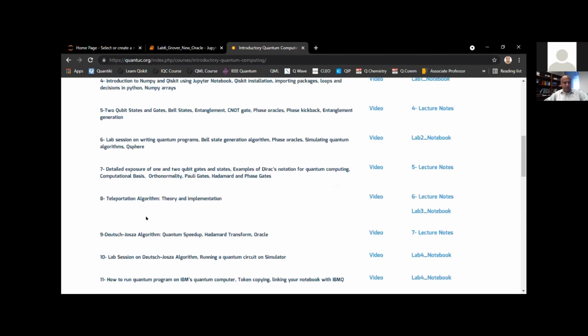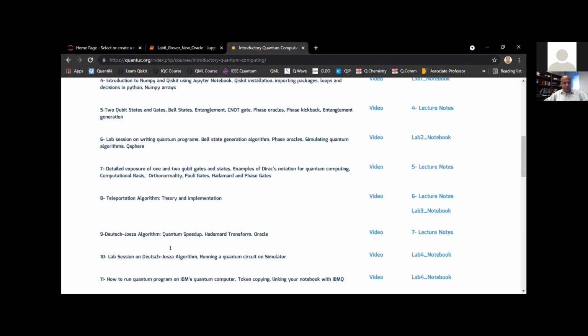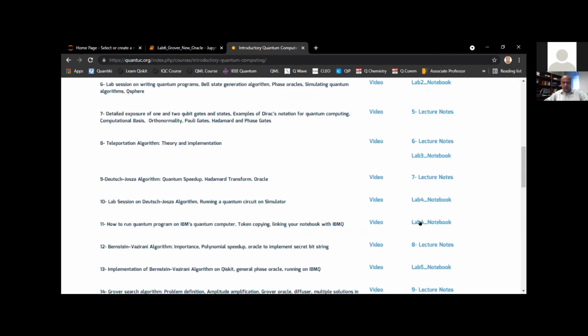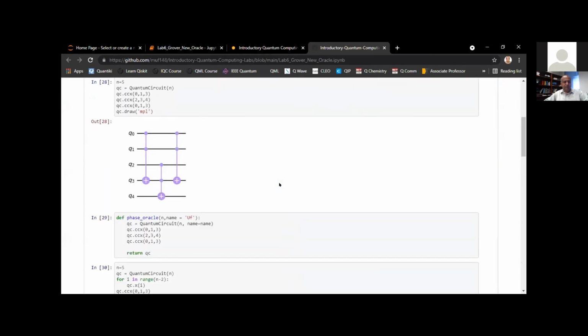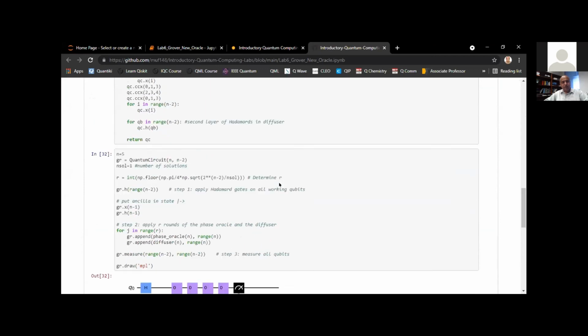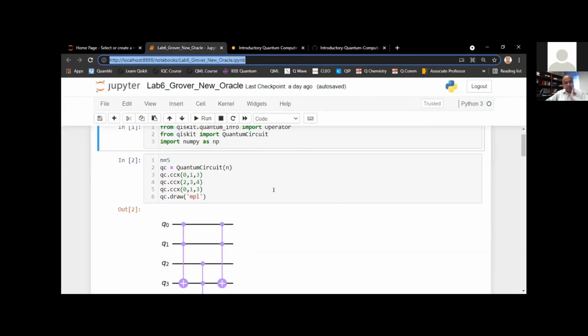For example, for this Grover algorithm, I have this lab over here. This will take you to the GitHub, and you can find the code over there if you want to implement. But let me briefly discuss it on the Jupyter notebook that I have done for this.